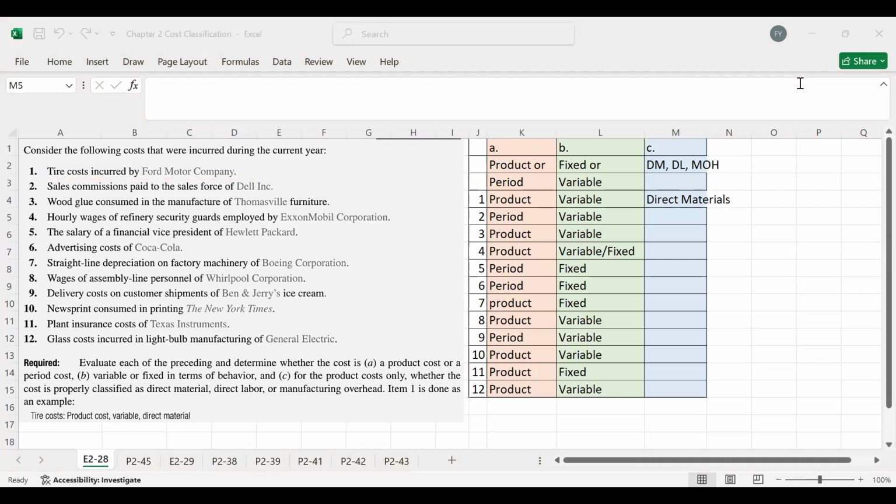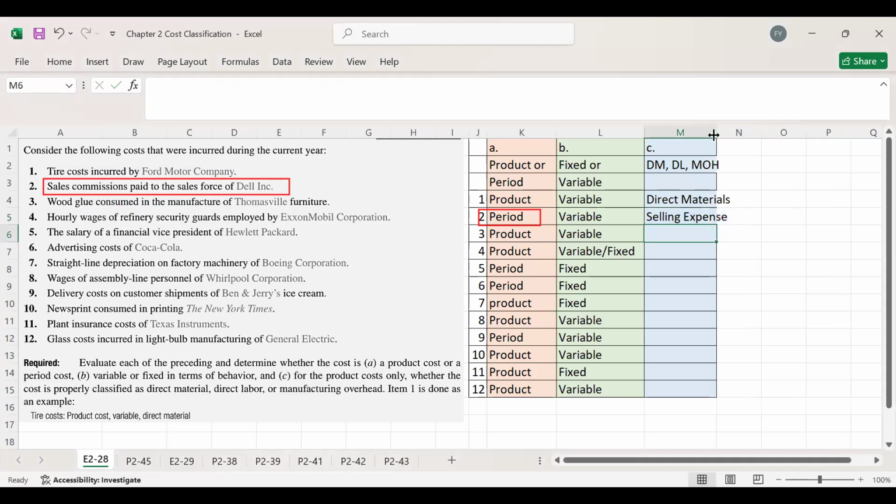Then the second one is sales commission paid by the sales force. So it is a period cost, meaning it is not involved in the production of the product, but it is involved in selling of the product. So that's why this is called period cost, and we can classify it into selling expense.